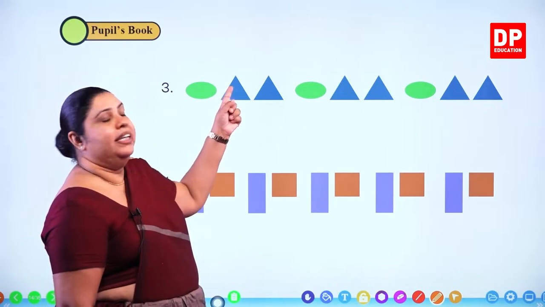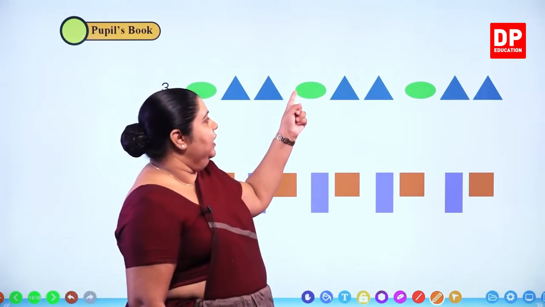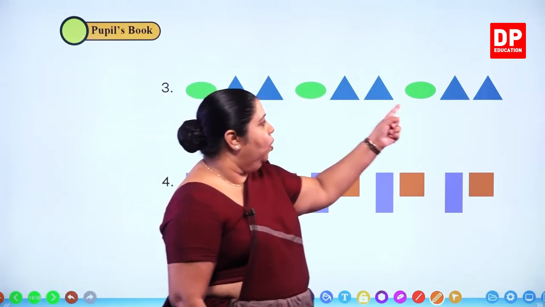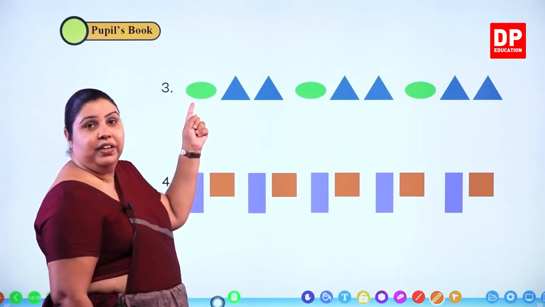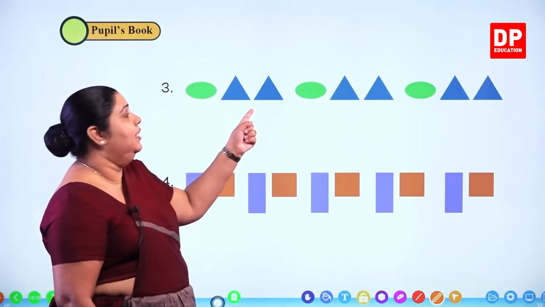Oval, triangle, triangle. Shall we read it once again? Louder? Right. Let's start. Oval, triangle, triangle.